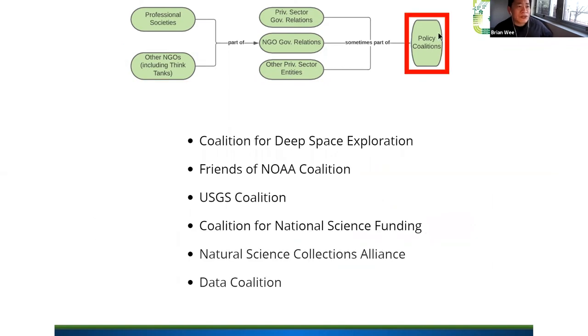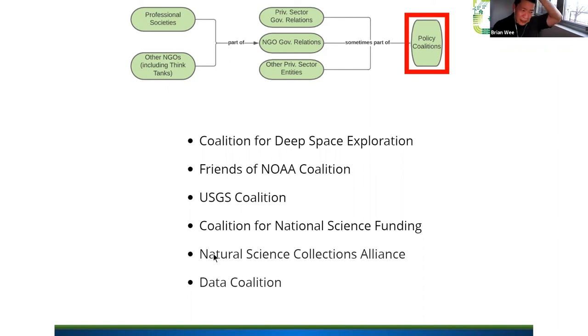The last slide I will show you is policy coalitions. These are coalitions in Washington, D.C., where you have whole bunches of various different people getting together to promote different policy positions. So for NASA, they have a coalition for deep space exploration, and NOAA has a coalition. USGS also has a coalition. This is the coalition that pushes for NSF funding.